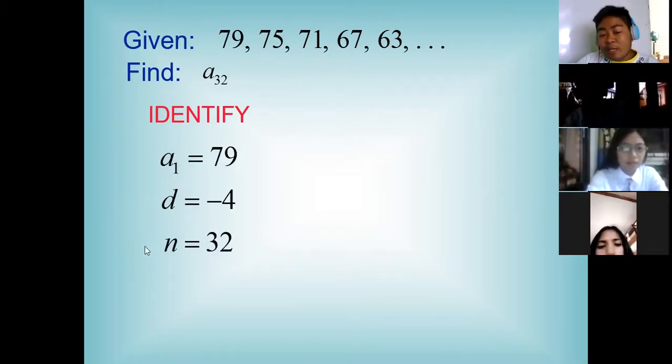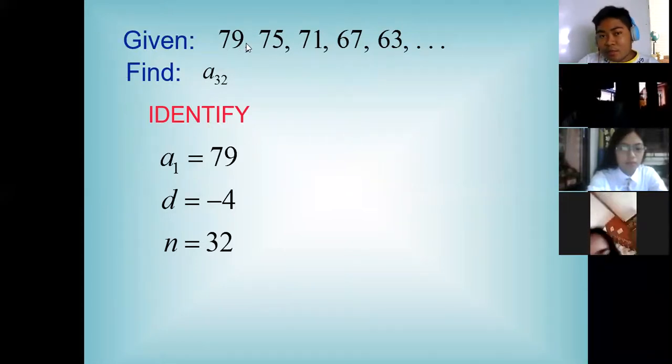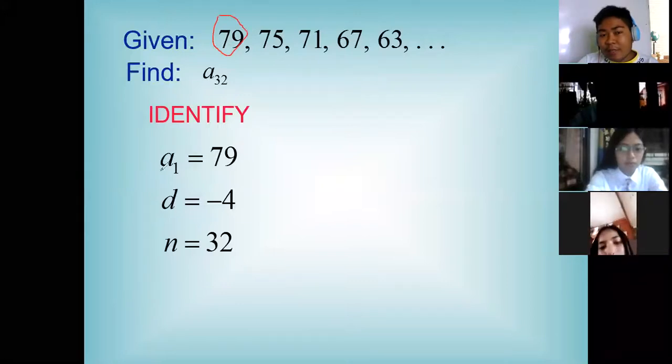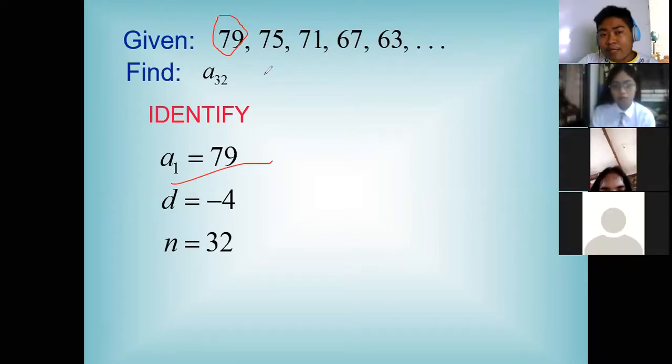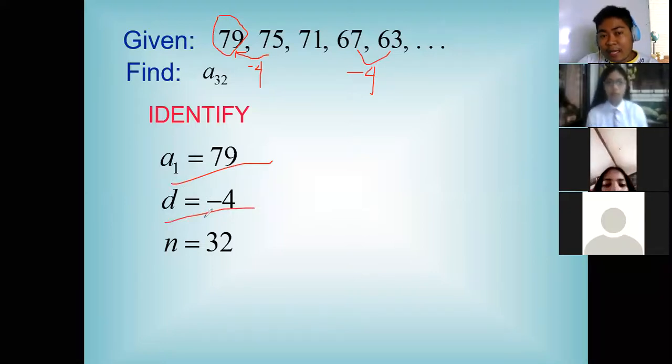Let's get the givens first. We have a1, which is 79, the first term. And the difference would be -4, because 75 minus 79 becomes -4. Even here, 63 minus 67 is -4. Therefore, the common difference is -4. And our n is 32.